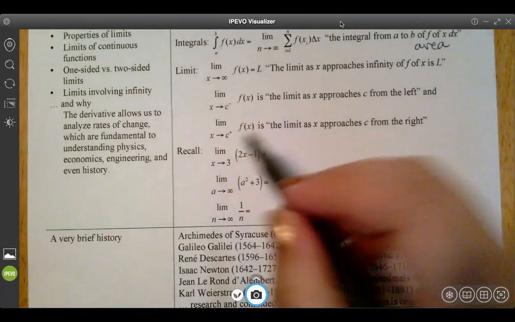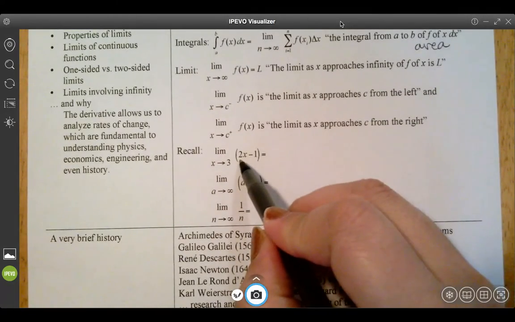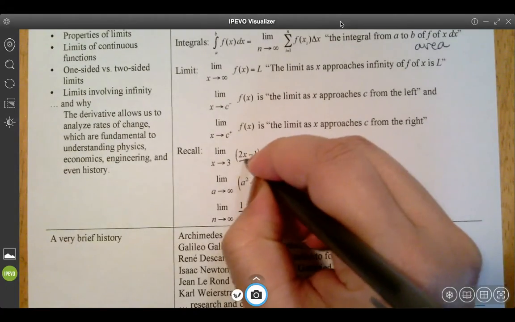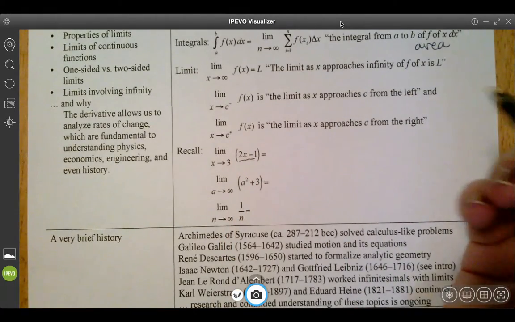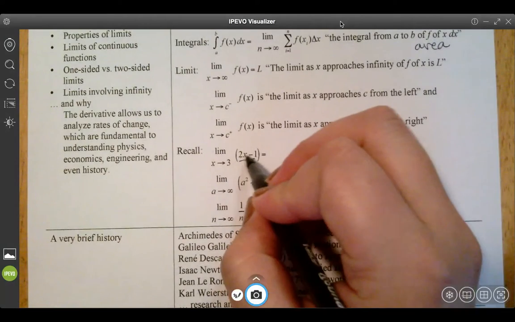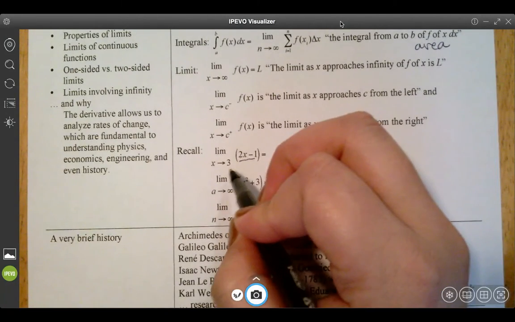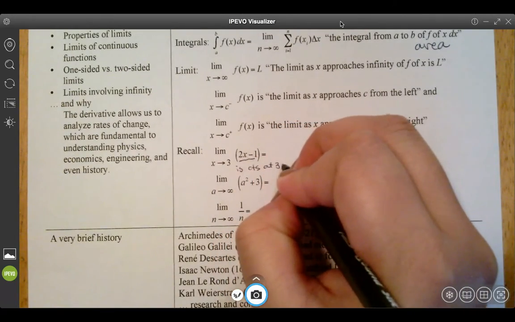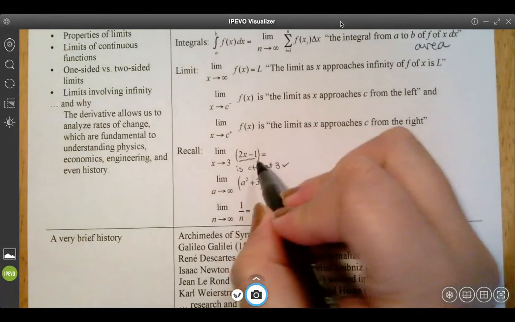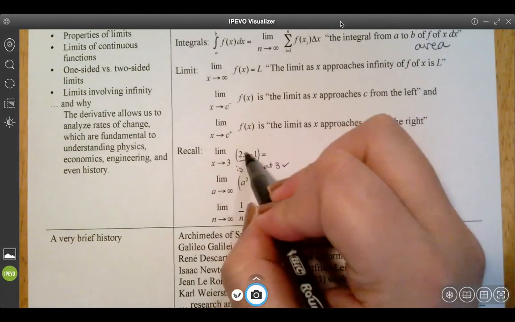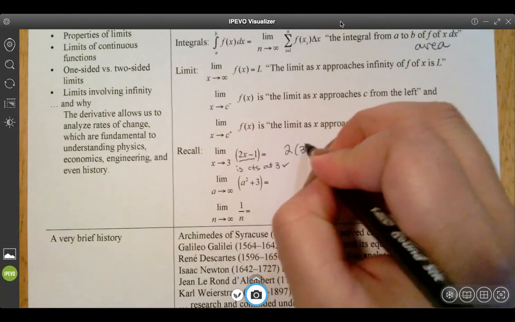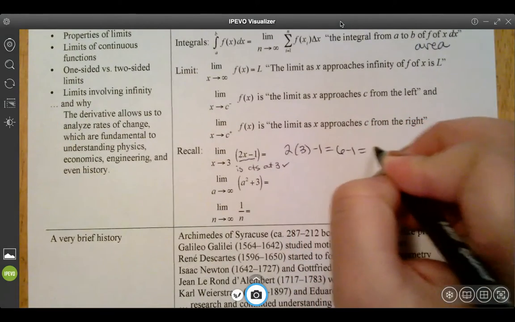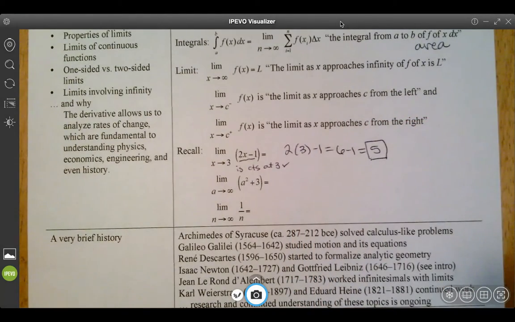Now, when we're calculating limits, if the function is continuous, we can just substitute. So 2x minus 1 is continuous at 3. Is it continuous at 3? Yes, because a line is continuous everywhere. And then we can just substitute. So now we have 2 times 3 minus 1, which is 5. So if the line or the function is continuous, then it makes our job a lot easier for finding the limit.